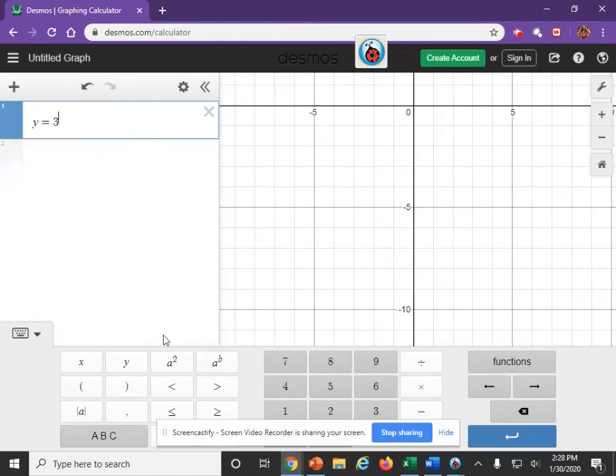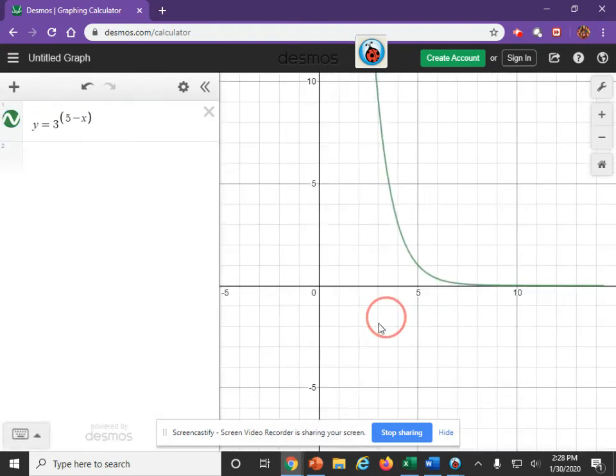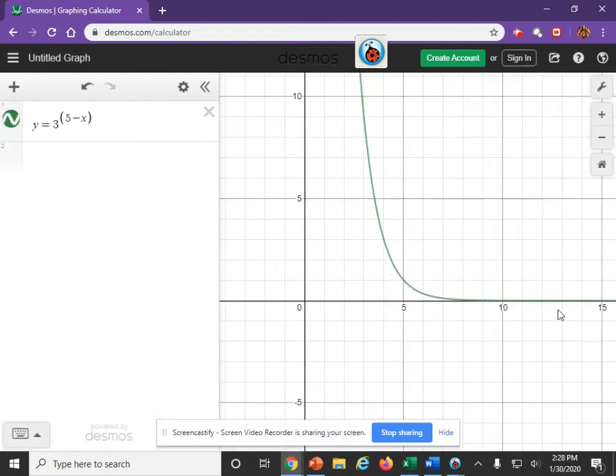So I want to use the other button. I want to use this a to the b button, and I want to type in 5 minus x. Now look, that x left the exponent. So I'm going to do parentheses, 5 minus x, close the parentheses. And I'm going to move my graph here. So I have this nice exponential function.